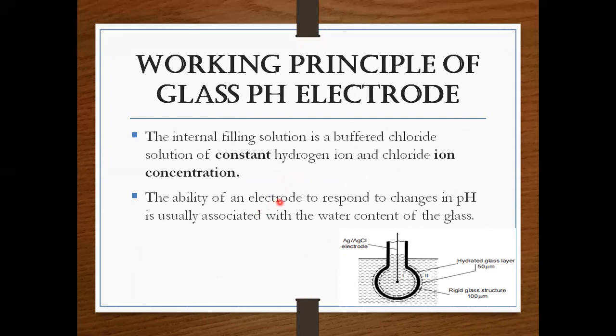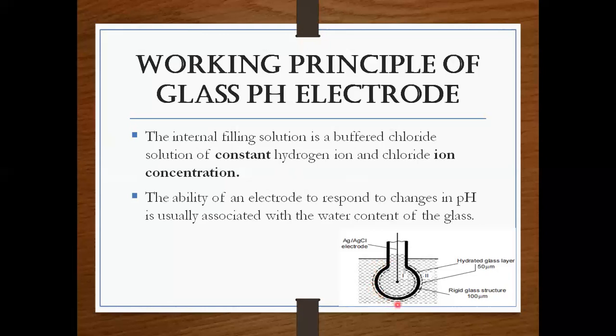So for measurement, only the glass bulb needs to be submerged in the solution of unknown pH value. The ability of an electrode to respond to changes in pH is usually associated with the water content of the glass. So the surface of the glass bulb swells slightly when immersed in a solution, and a hydrated layer is formed as the water penetrates into the silicate network. Here we can see that when the glass membrane dome is immersed in the unknown solution, we have a hydrated gel layer.